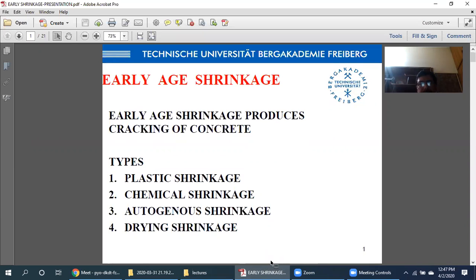Dear students, we would like to discuss the early age shrinkage because it results in cracking. There are different types of shrinkages which you have already learnt in another subject, but for the sake of information again, the main types are plastic shrinkage, chemical shrinkage, autogenous shrinkage, and drying shrinkage. We can discuss these mechanisms.